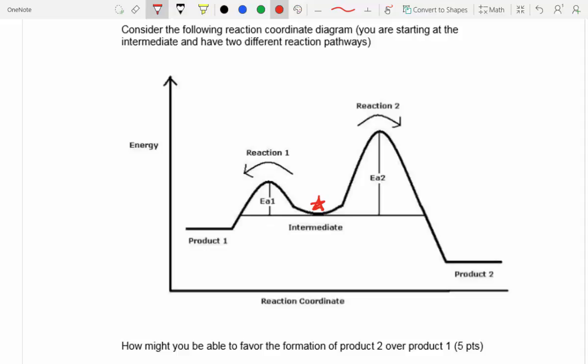These are two competing pathways. You could go over either hill. But our goal is to specifically get product 1 or product 2. How can we control this? So I'll give you guys a minute to discuss this.